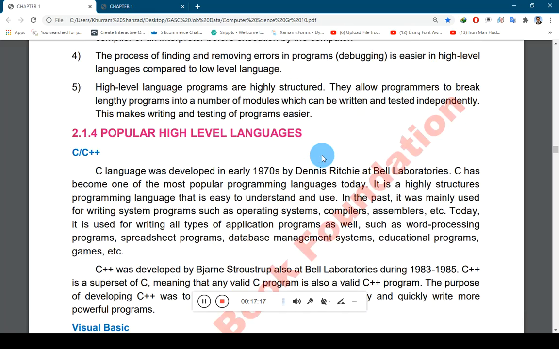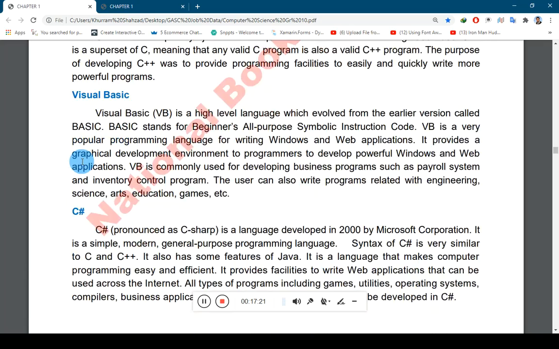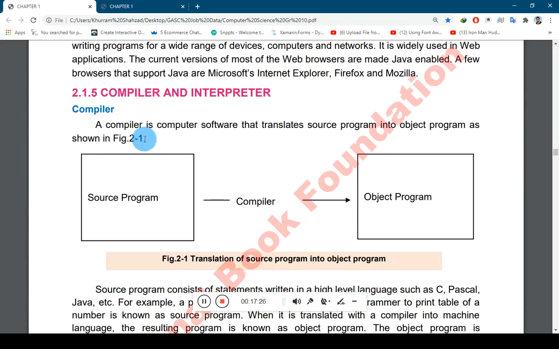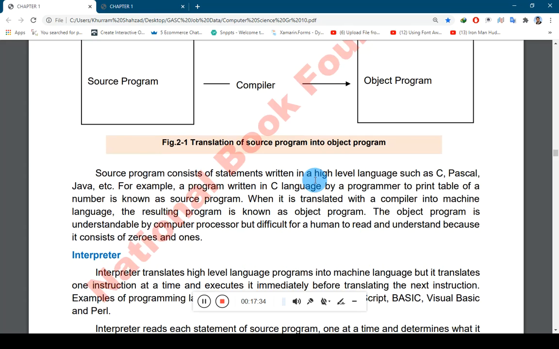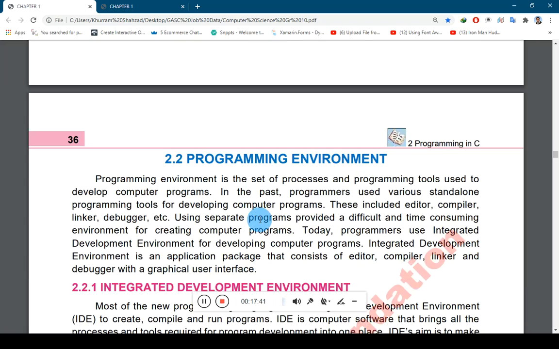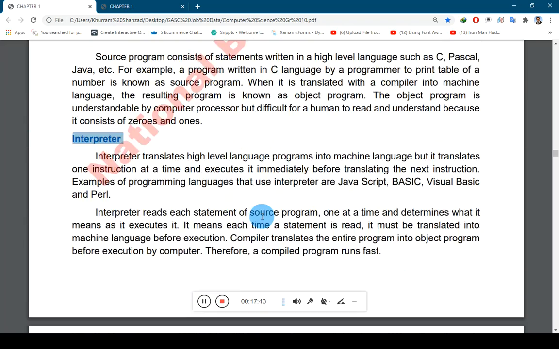We have discussed some famous languages: C language, C++ language, Visual Basic, C Sharp and Java. Then we discussed the compiler, which is a program used to translate one high level code into machine level or low level programming language. Then we discussed the interpreter. This does the same task but line by line. So this is today's lecture.